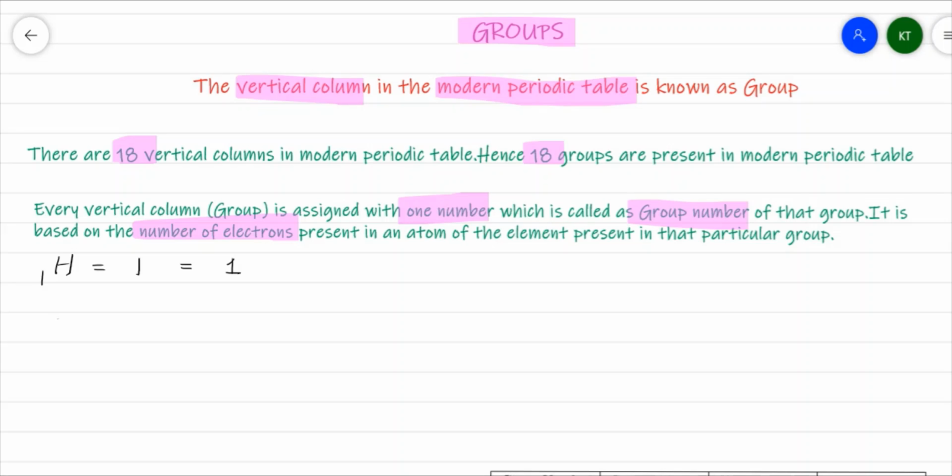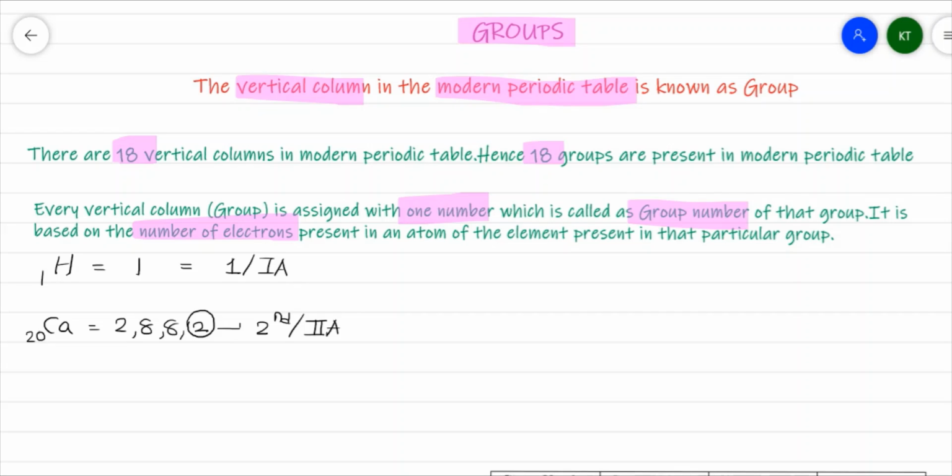Then I have calcium, atomic number 20, so the electronic configuration becomes 2, 8, 8, 2. As we can see, the outermost shell of calcium has 2 electrons. So its group number is second, which is represented by another notation, 2A. This can be taken as 1A. The A indicates the normal metals or representative elements.